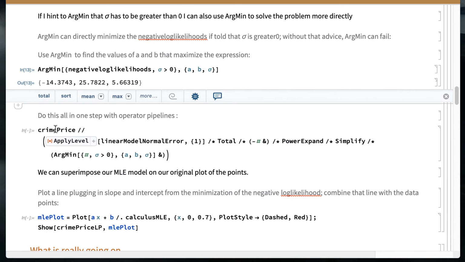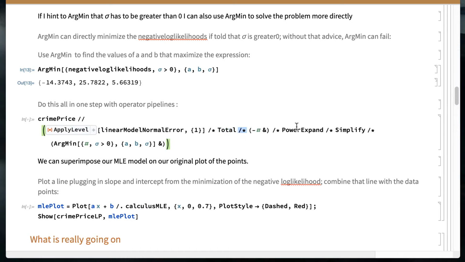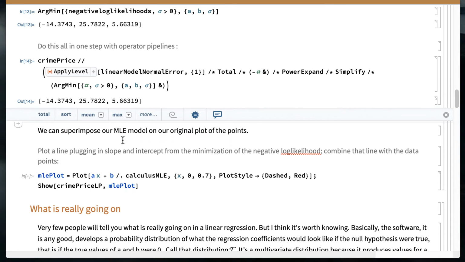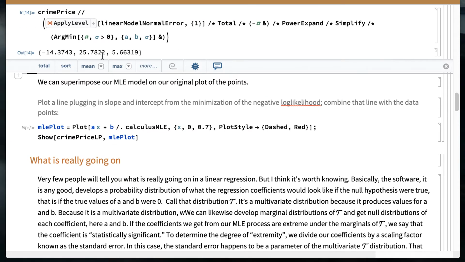Look at this. We just take our data. We apply our linear model normal error, which computes the log of the PDF of the y, given a symbolic normal distribution. Total it up, negative it, make it easier to deal with algebraically by power expanding and simplifying, and then taking the argmin of it to find the minimum values of A, B, and sigma. And so let's see how long this all takes. Done.